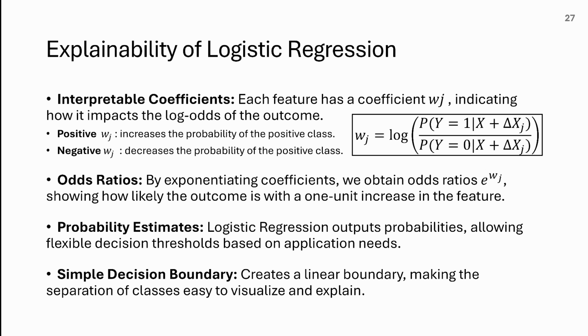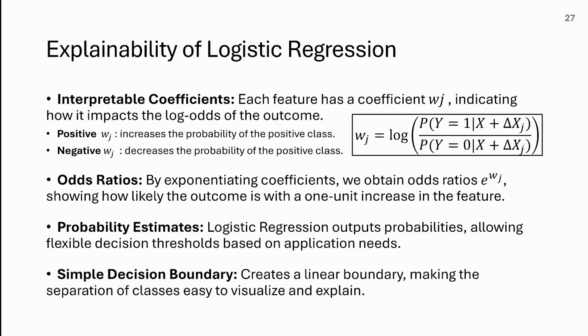By applying exponent to the coefficients, we get odds ratio, which tell us how much the likelihood of the outcome changes with 1 unit increase in the feature. Logistic regression produces probability estimates for each class, which allows us to set flexible decision thresholds based on specific application needs. And the model creates a linear decision boundary, making it straightforward to visualize and interpret the separation between classes.